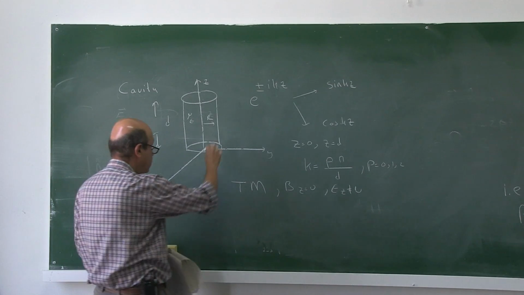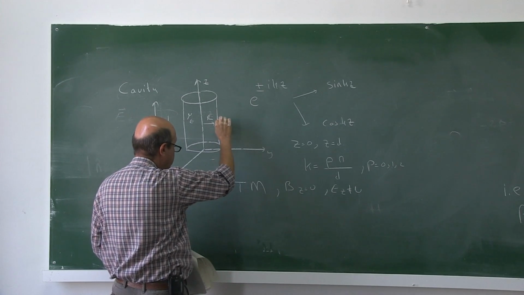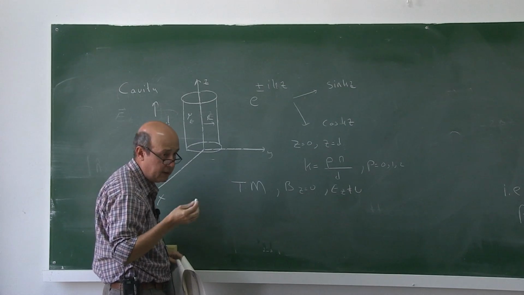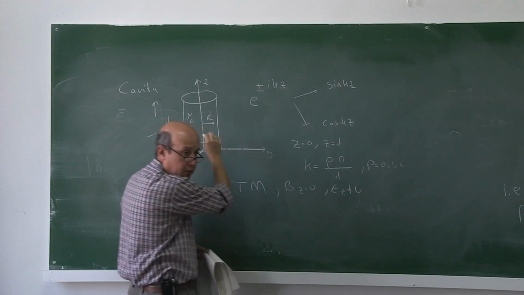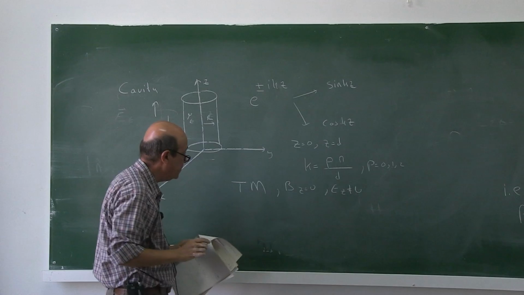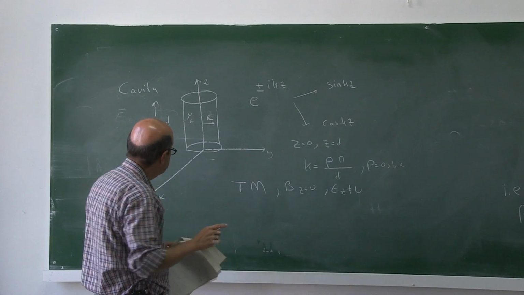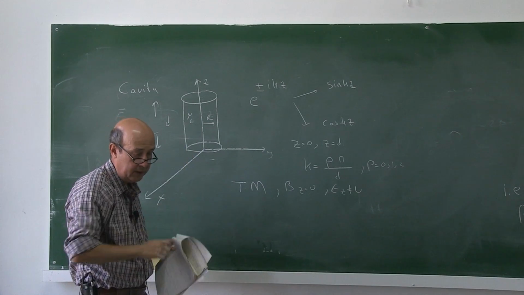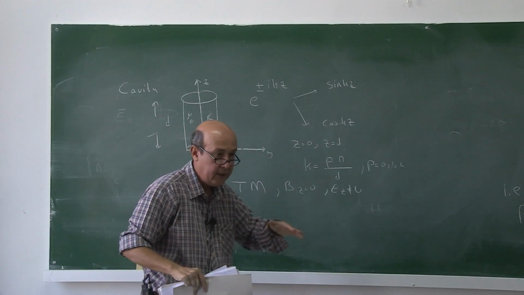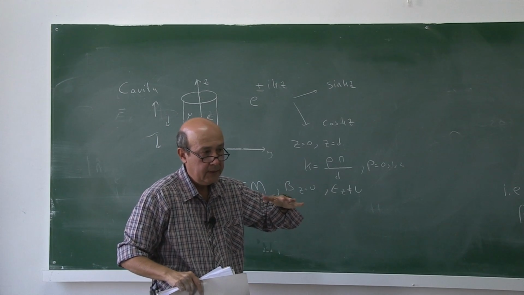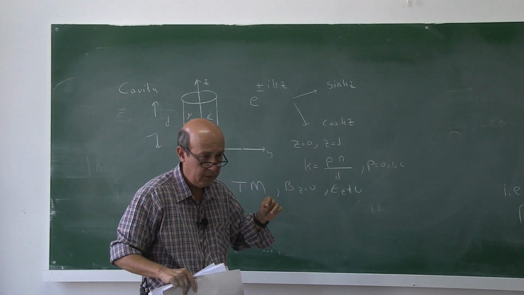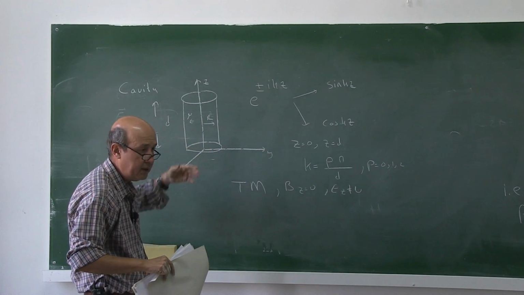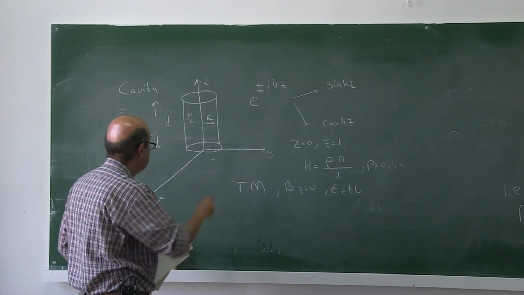One of the boundary conditions, of course, is that the tangential component of the electric field at the cylindrical surface should be 0. That is reasonable. Ez should be 0 at the surface. That is understandable. The other one: when the wave hits the top or down, what should be the transverse component of the electric field?